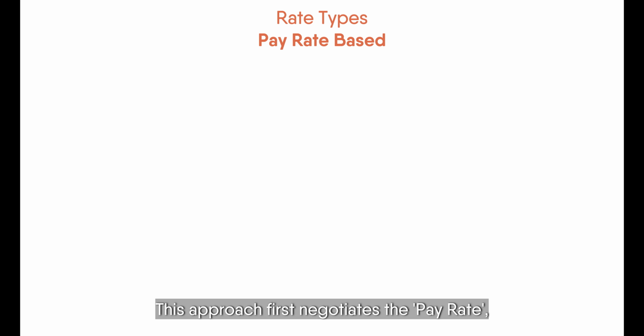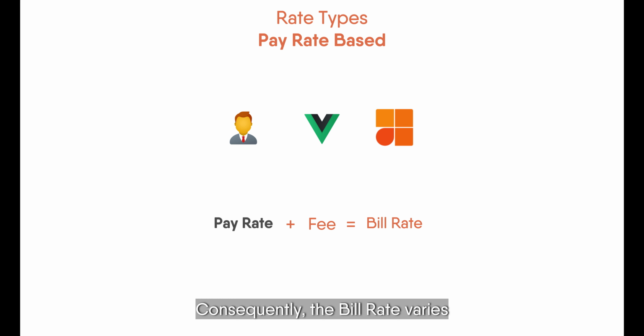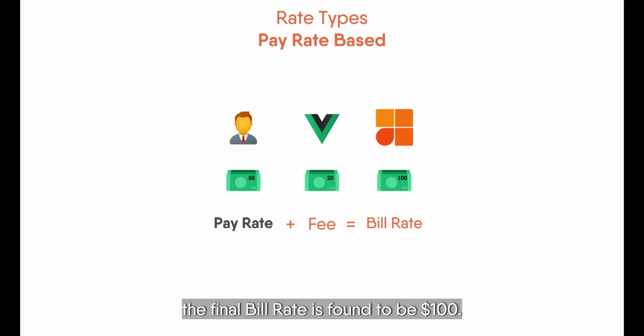This approach first negotiates the pay rate, after which the supplier applies its fee. Consequently, the bill rate varies, contingent upon the negotiated pay rate and other rate components. For example, Officium IT and Vantage Solutions settled on a rate of $80 per hour for Joe's work, with Vantage then applying the fee of 25%. The final bill rate is found to be $100.